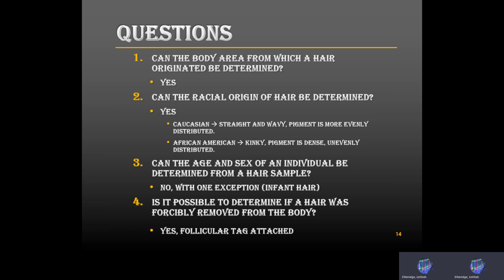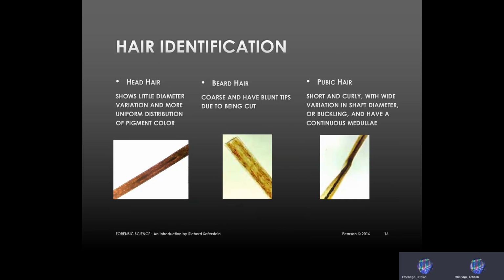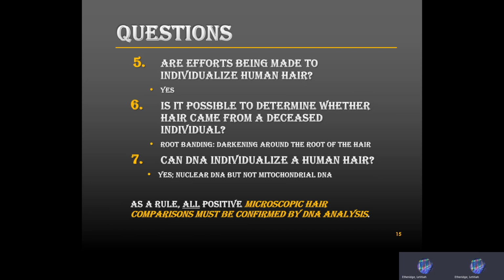Can the age and sex of an individual be determined from a hair sample? No. The only exception are infant hairs. You can tell if the hair is from an infant just because of the way the hair looks. Question number 4, is it possible to determine if a hair was forcibly removed from the body? Yes. If you rip a piece of hair out of your scalp as opposed to cutting it, you're going to have that follicular tag attached. Question number 5, are there efforts to individualize human hair? Yes, they're working on it.